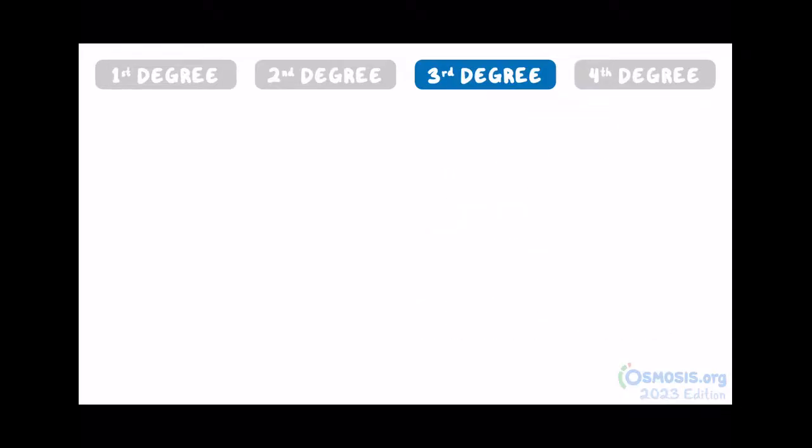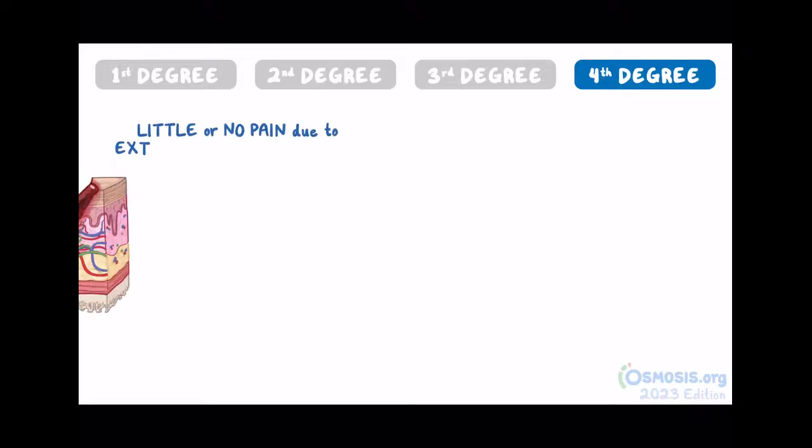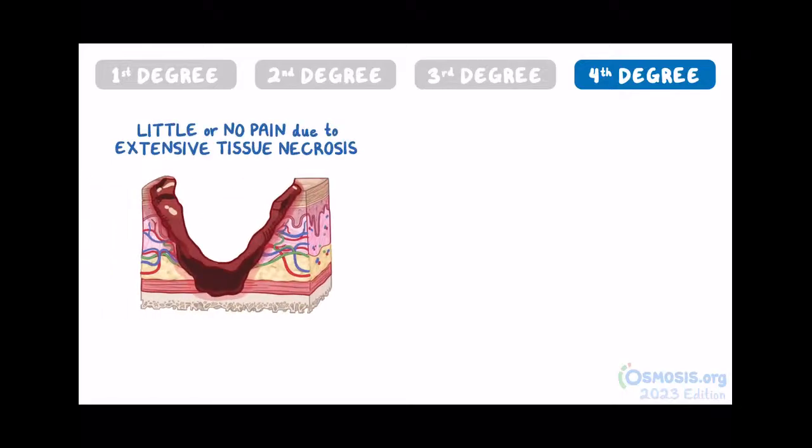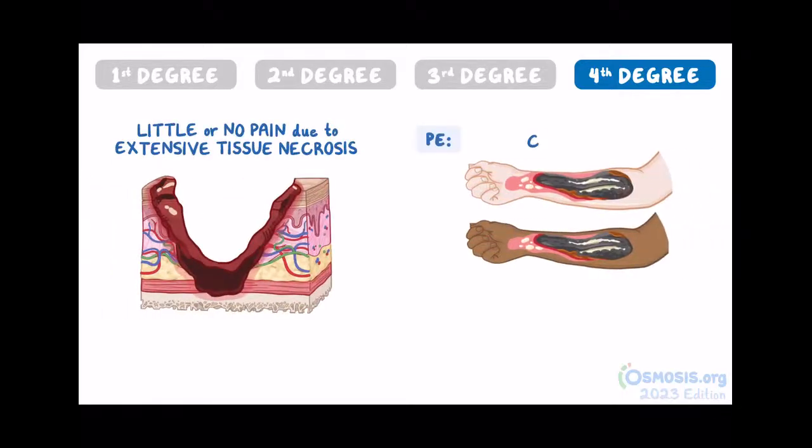Lastly, let's talk about the most severe burn category, fourth-degree burns. In fourth-degree burns, there is little or no pain due to extensive tissue necrosis. On exam, the skin appears charred and the burn extends down to the muscle, tendon, or bone.